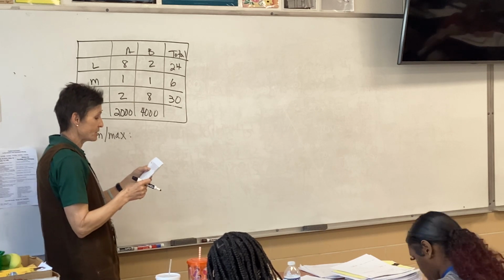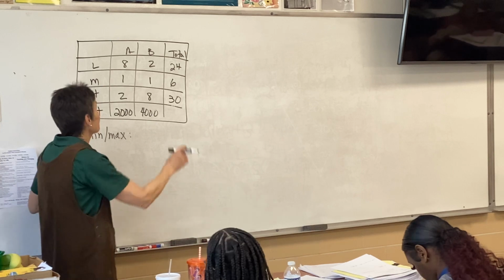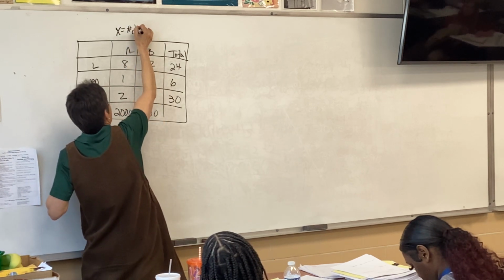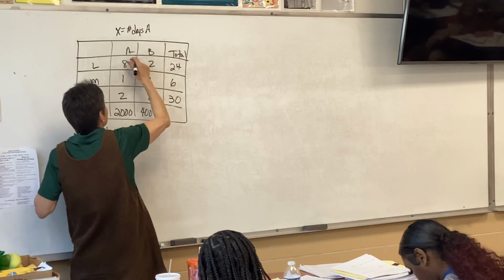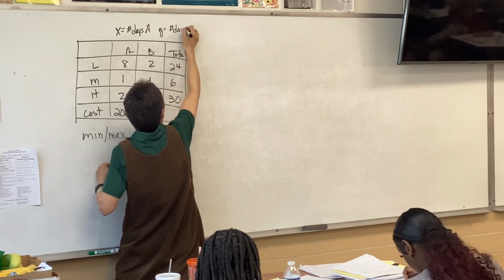How many days should each factory operate to fill the orders at a minimum cost? So X is going to be the number of days for factory A, and Y will be the number of days for factory B.